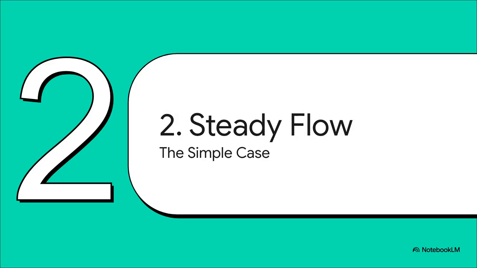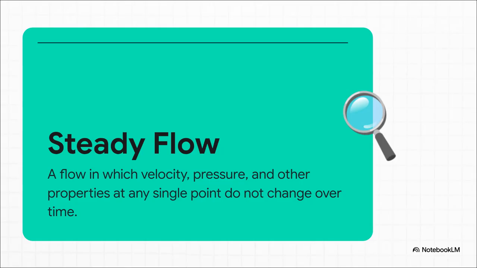To really get a handle on this, let's start in a perfect, idealized world. Before we can understand the chaos, we have to master the simple case. And that simple case is called steady flow. So what does this actually mean?